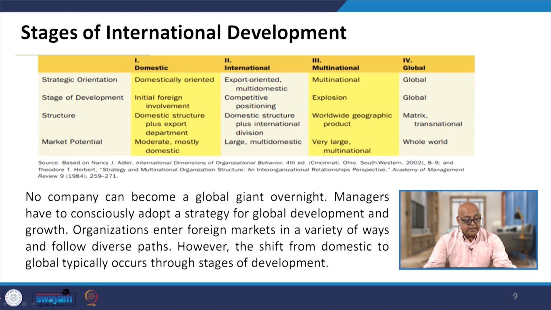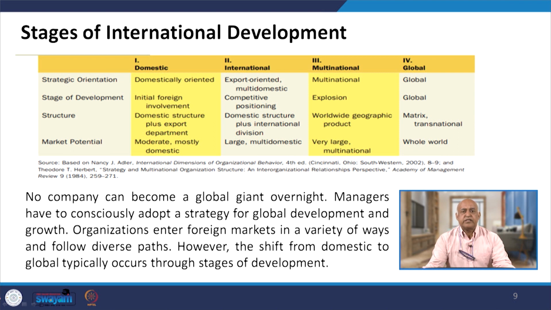When we talk about structure, it starts with a domestic structure plus an export department, then a domestic structure with an international division. For the multinational, it is worldwide geographic products, and for the global, it is a matrix transnational structure. When we talk about market potential, it is moderate and mostly domestic at first, then large for the multinational, and very large for the global, where the whole world becomes the market.